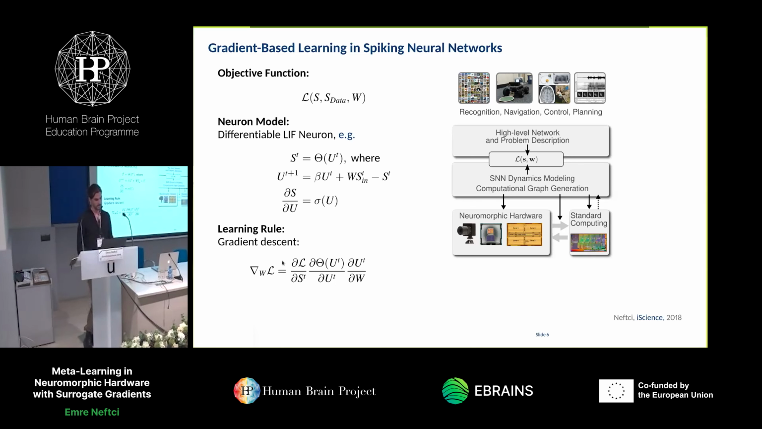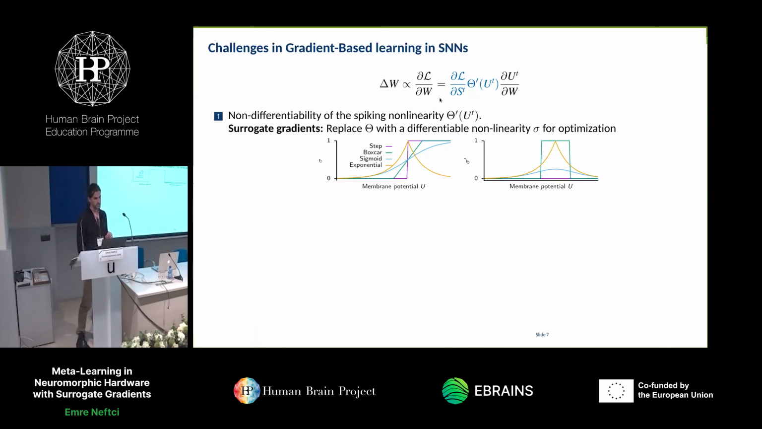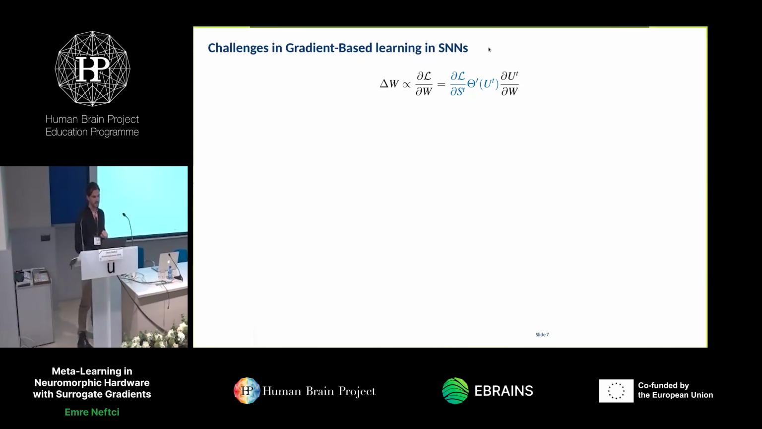There's one challenge here, and I'm going to explain this particular line here, which is that we cannot directly compute all the terms in this equation. See, there's one problem here: this theta prime, which is, by the way, written here as the derivative of the activation function with respect to the membrane potential. That is, the activation function being a step, it doesn't have a derivative.